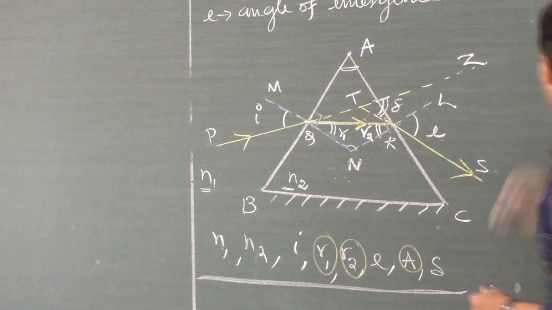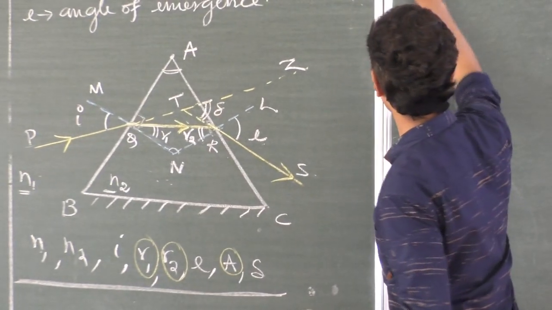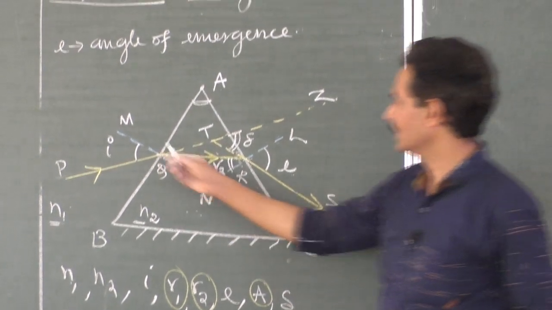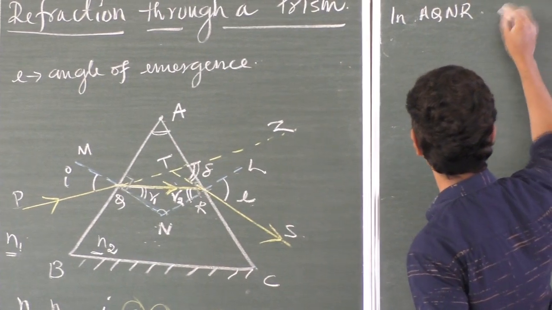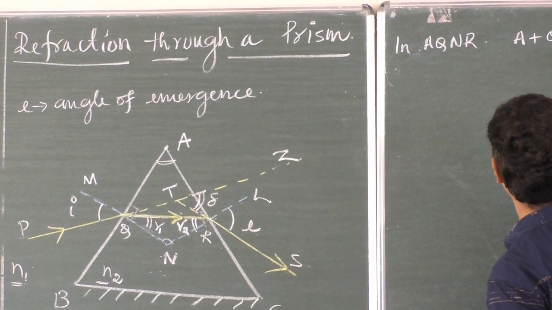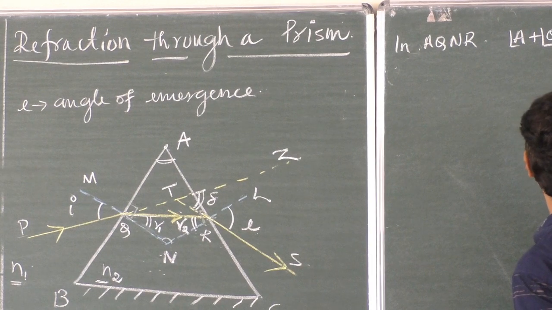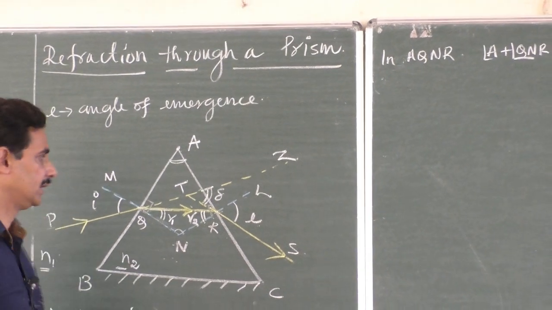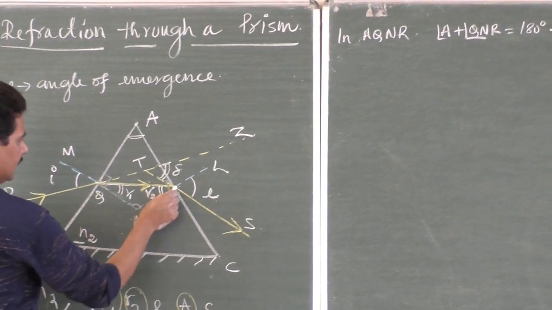So in the quadrilateral AQNR, this is 90, this is 90, 180 is over. Angle A plus angle QNR, the remaining, should be 180 degrees, totally 360. One formula. Very easy. Sum of the angles of a quadrilateral is 360 degrees. So that is finished. Okay, then you take this triangle.